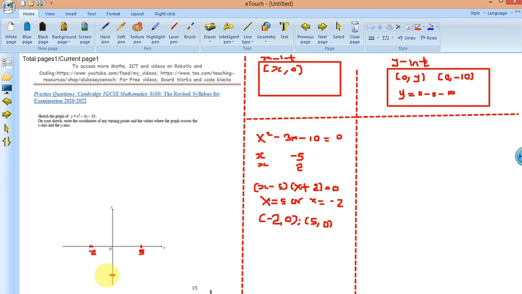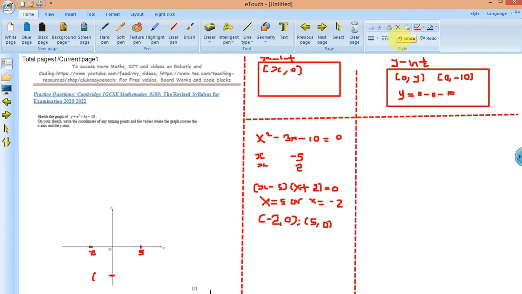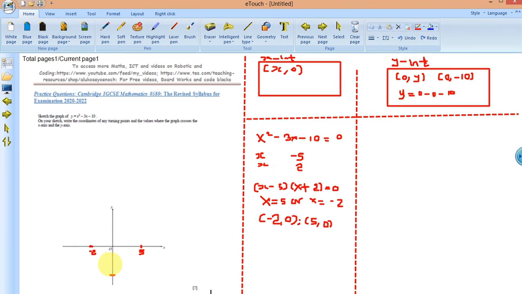Let me just write it this side here. I don't need to put it in brackets, guys. Let me just write minus 10 here, just like the other one. So this is minus 10 here. So the graph is going to cut here.